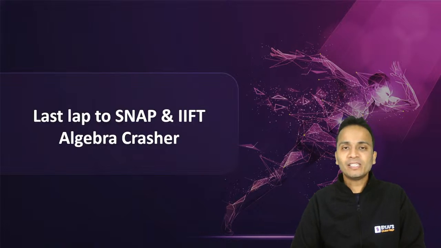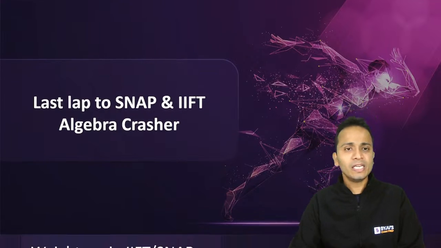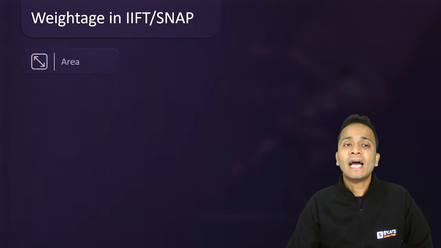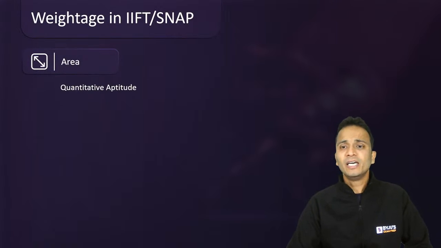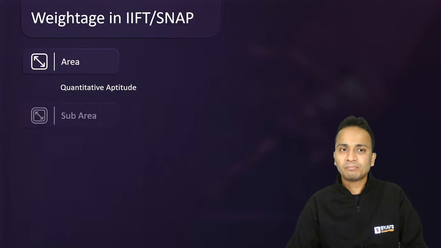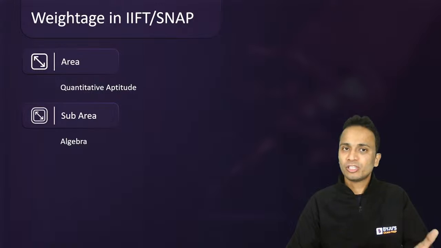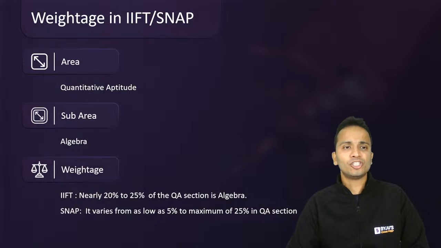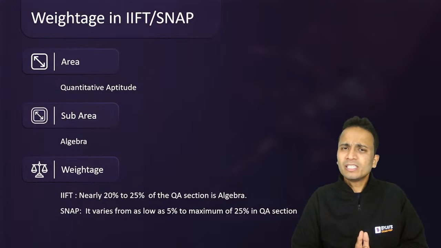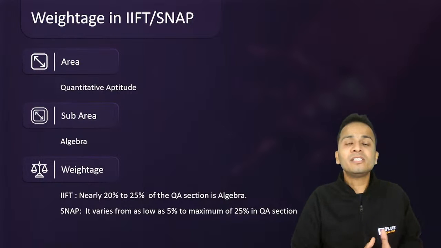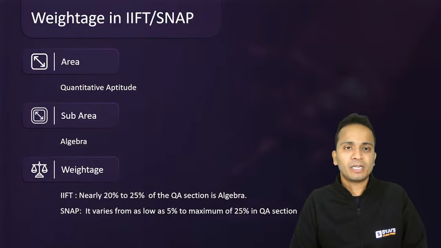All right, so friends, welcome back once again on the YouTube channel. Let us begin this session quickly. So if I talk about the weightage of algebra in IFT and SNAP, definitely in both these examinations, algebra is a part of quantitative aptitude. All right. And today we'll be talking about algebra. And if we look at the weightage, in IFT, you can say that near about 20 to 25% of the questions that appear in the QA section come from algebra.